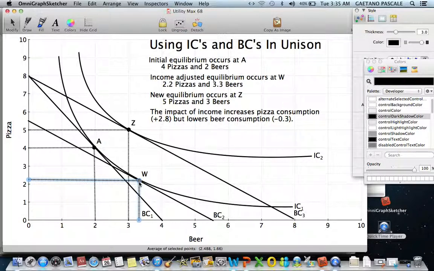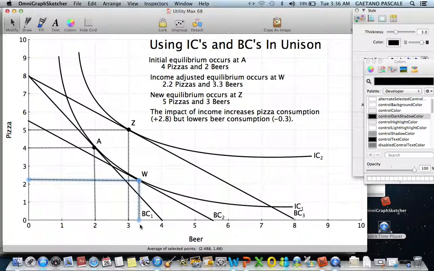The only thing I've changed here is the relative prices of beer and pizza, and I stayed on the same indifference curve. Therefore, I'm getting the impact of substitution. And what's the impact of that? Before the change in relative prices, I was consuming four pizzas and two beers. When I take into account solely the difference in the relative prices of beer and pizza, I see that, well, it makes sense, right? I see consumption increasing for beer because it's lower in price. I'm probably going to consume more of it.